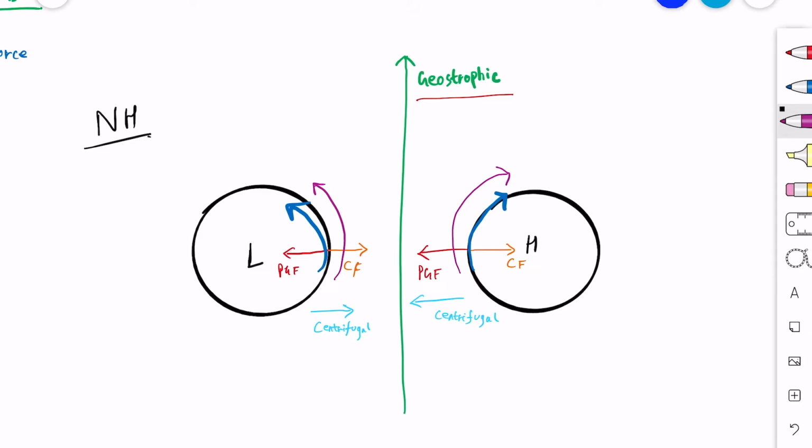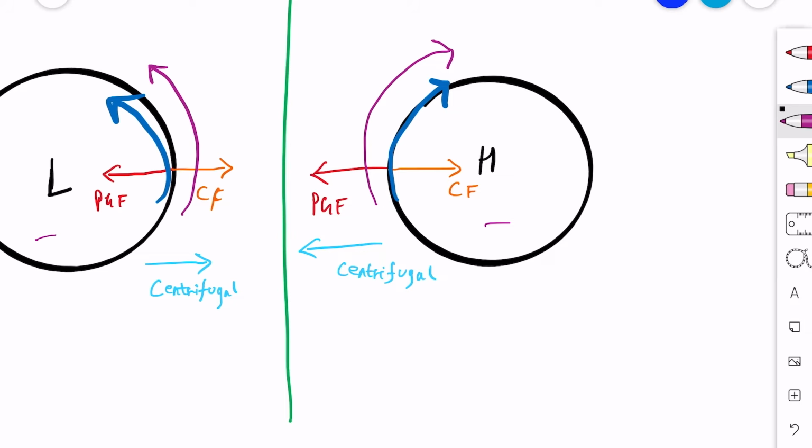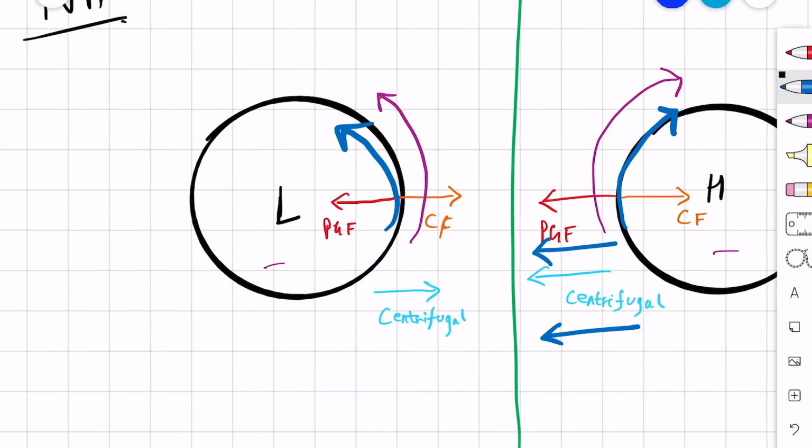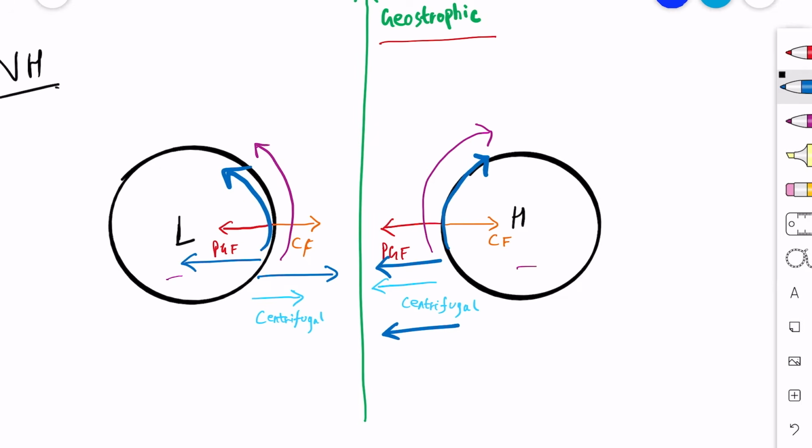Now if we compare the wind speeds in high pressure and low pressure systems, we can see that in the high pressure system, the centrifugal force is assisting the pressure gradient force. Both the centrifugal force and the pressure gradient force are in the same direction, meaning that the centrifugal force is assisting the pressure gradient force. And in the low pressure area, the centrifugal force is opposing the pressure gradient force. So we can say that if we assume all isobars are equally spaced, the gradient wind speed around a high pressure area will be greater than that of the low pressure area. But this is just a hypothetical scenario.